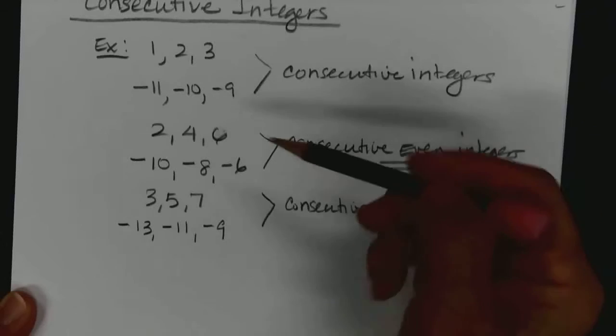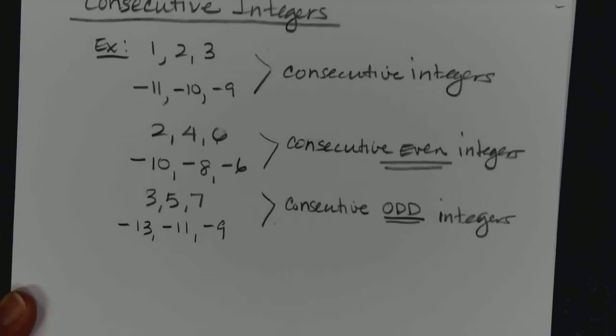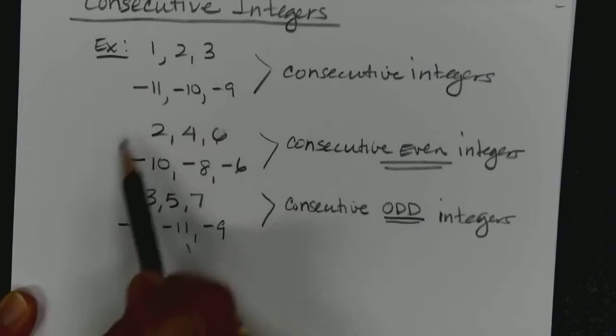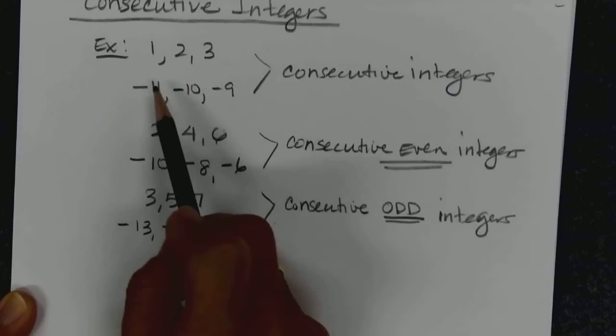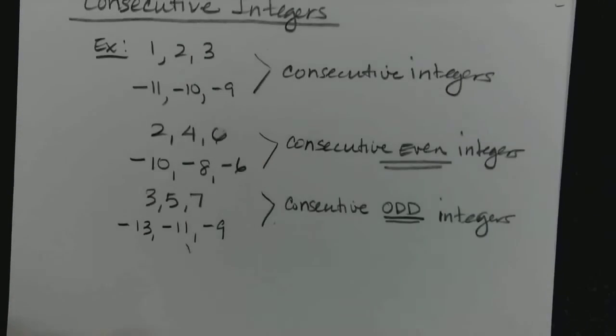Now, what do you notice about the difference between odd and even with the consecutive integers? What's the difference between them? These go up by what? 1. What do these go up by? 2. Yeah, okay? These go up by 1 and these go up by 2, right? So you got to keep that in mind when you're doing consecutive integers.